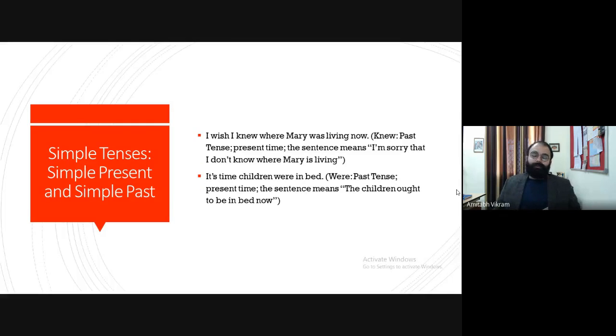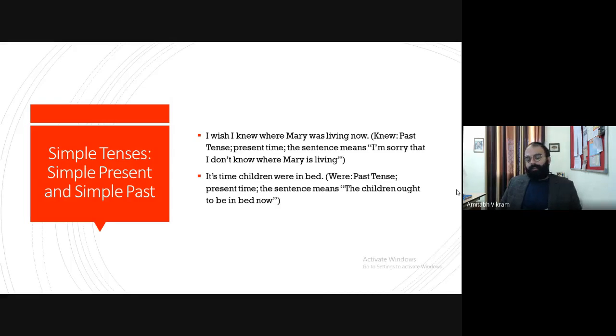Now another example, I wish I knew where Mary was living now. Now again, now is important, and we are using past. I wish I knew where Mary was living now, and it indicates the present time. What is the meaning of this sentence? I am sorry that I do not know where Mary is living. I wish I knew. That means I am sorry I do not know.